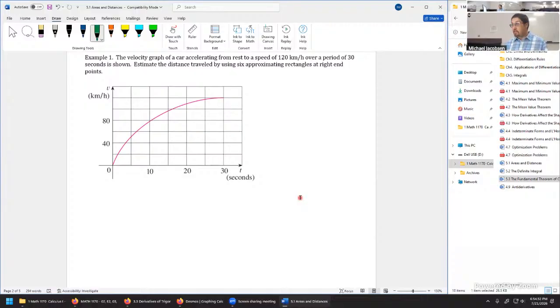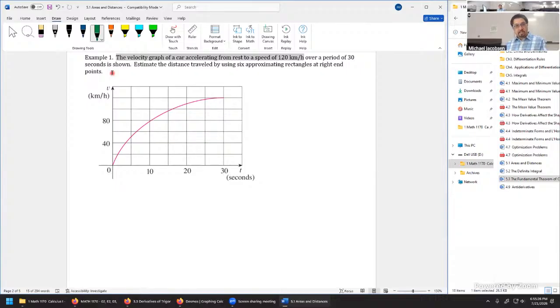One thing an area is good for, it can help us find a distance. But really any physical quantity, distance, energy, time, you could phrase it as an area problem. So this is a broader application than you might originally imagine. Finding areas is fundamental to the sciences and computations. So here's the landscape of this one. We have the velocity graph of a car accelerating from rest to a speed of 120 kilometers per hour over a period of 30 seconds.